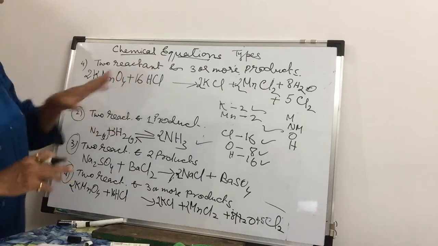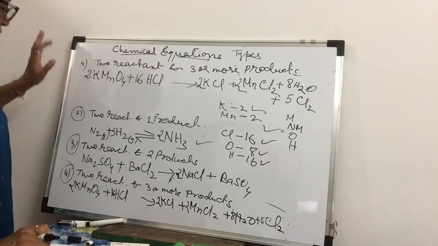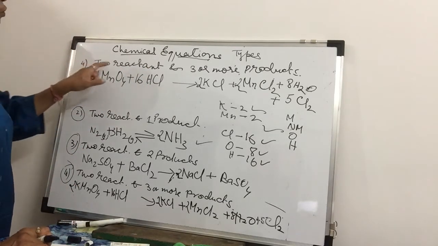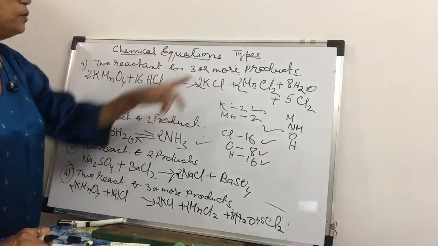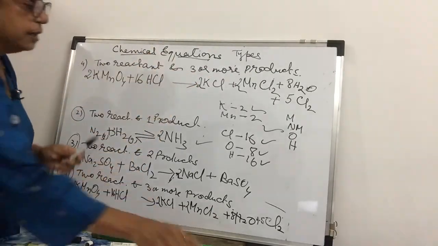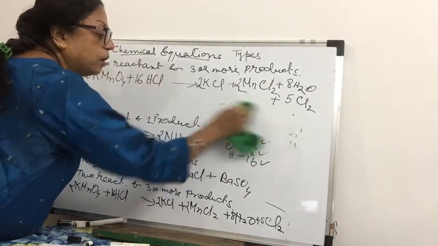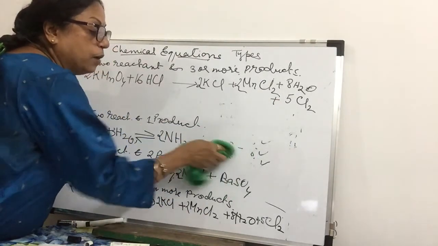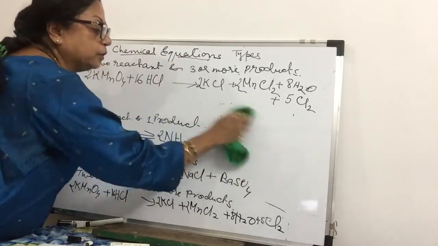So this is the way you can do the balancing. The fourth chemical equation is 2 reactants and 3 or more products. This is how you do it. So this is the process of doing it. Hope you have understood and it's clear to you.